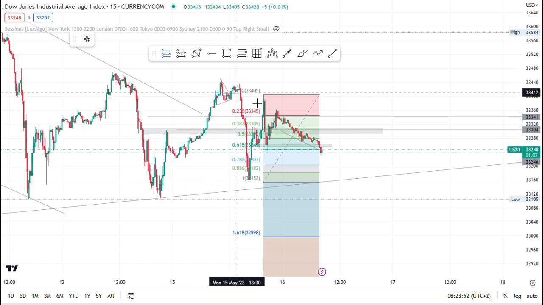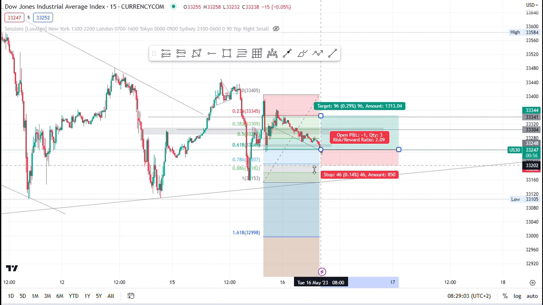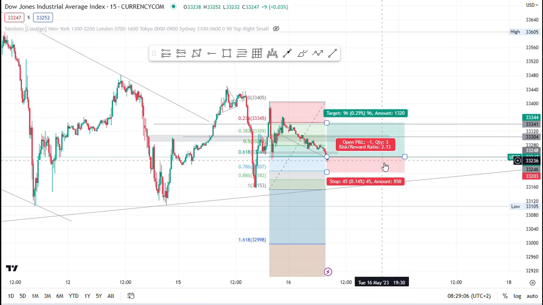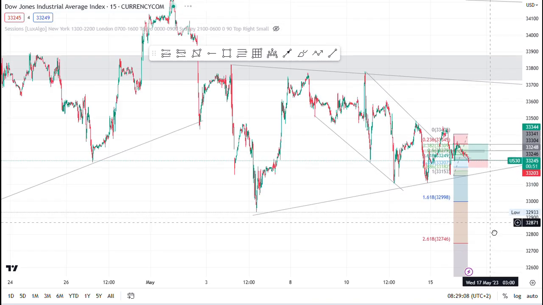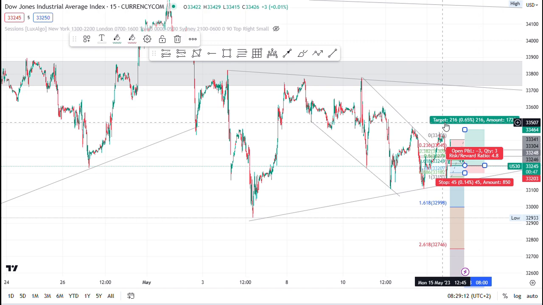So looking at this, I would first consider entering from this position here. Put my stop loss right here, 45 pips. My take profit. My first take profit could be here.